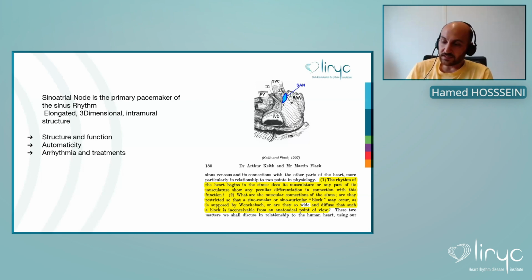From the first days that the SA node was in question, there's a paper by Keith and Flack, who found that the part of the atrium that is the connection between the SVC and the right atrium is the main part that makes the propagation for the heart. In their paper, they have two questions. The first is how the muscles of this part can make the propagation, and besides that, how can these muscles connect to the other parts? And this question is still not fully answered yet.